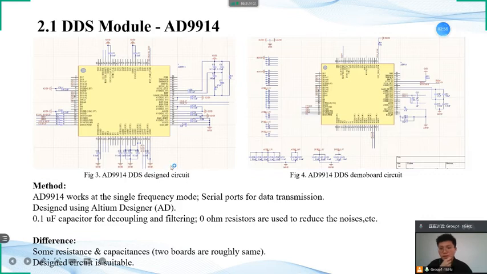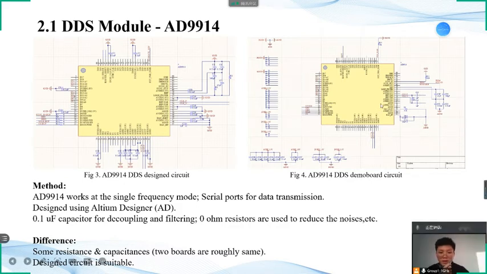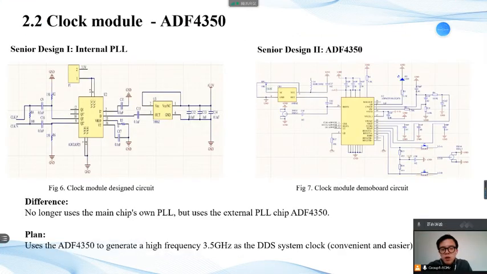Figure 3 is the DDS schematic circuit designed by us using Altium Designer. And Figure 4 shows the DDS in demo board circuit. It just connects the pins in parallel, which will connect with the same voltage level. And comparing these 2 circuits, we could find they are roughly the same, which also could be proof that our design circuit is suitable.